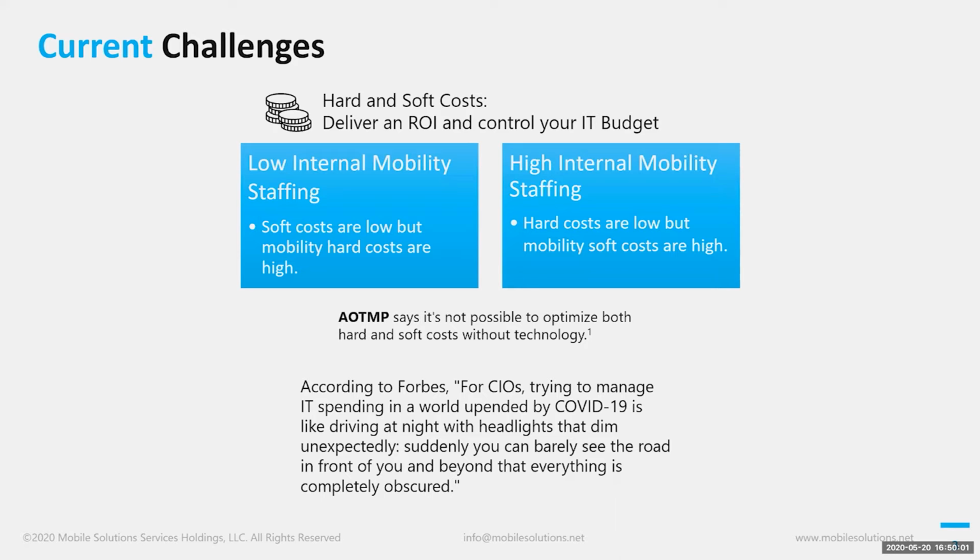All right, so today we find organizations in one or two situations, although they're trying to solve for the same thing. Deliver an ROI and control your IT budget. But they're either stuck with low internal mobility staffing, which means their soft costs are of course low, but then their mobility hard costs are going to be high. Or they've got high internal mobility staffing, so their hard costs are low, but mobility soft costs are very high. And actually, AOTMP says it's not possible to optimize both hard and soft costs without a piece of technology like Max that I'm going to be showing you here in a bit.